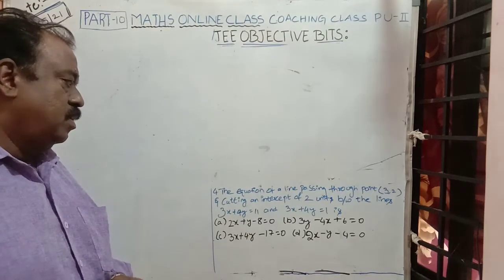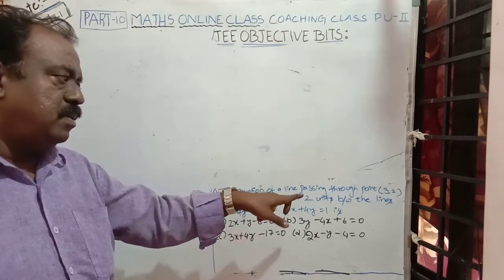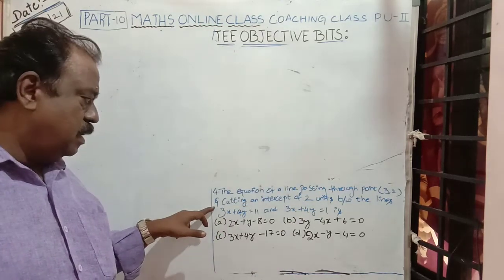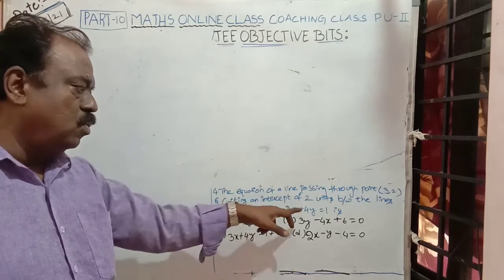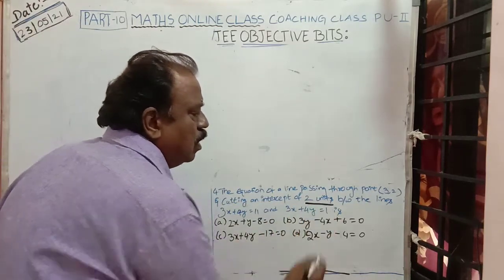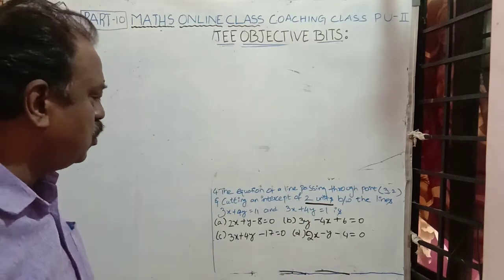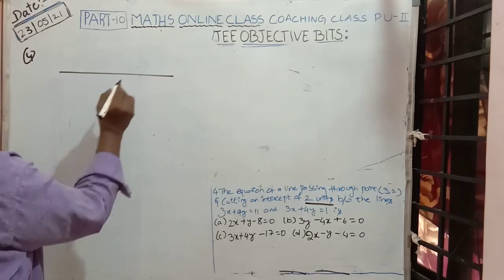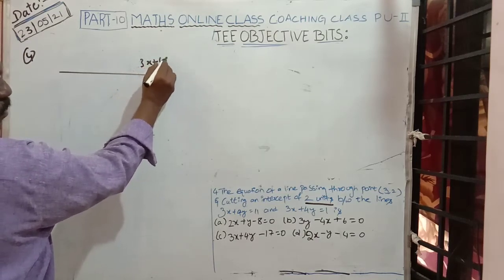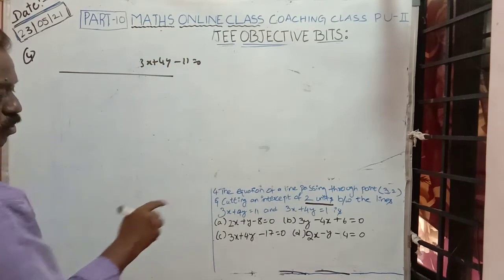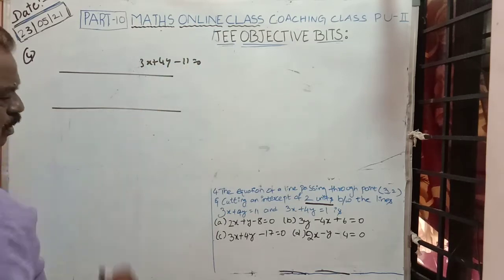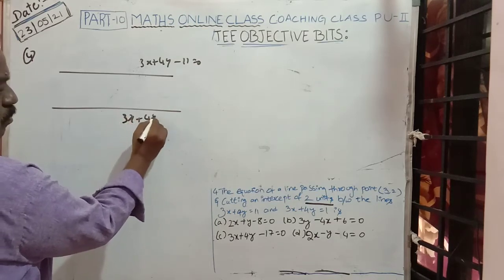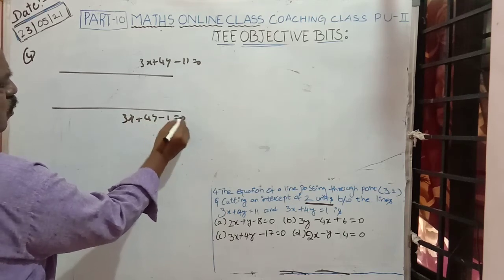Okay, fourth one. The equation of a line passing through the point 3, 2 and cutting an intercept 2 units between the lines. You see, fourth one. This is a line, 3x plus 4y minus 11 is equal to 0. And another line, also 3x plus 4y minus 1 is equal to 0.